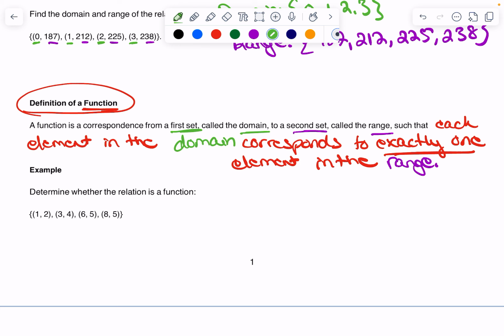So we're going to look at this example here that we've got. Determine whether the relation is a function. So let's list the domain. We've got 1, 3, 6, and 8. And then for the range, we have 2, 4, 5, and 5.